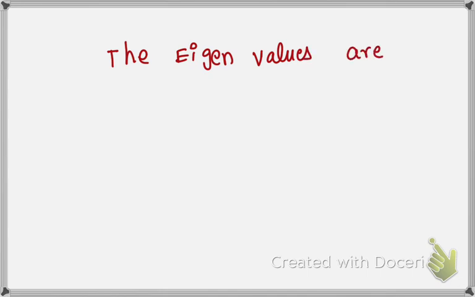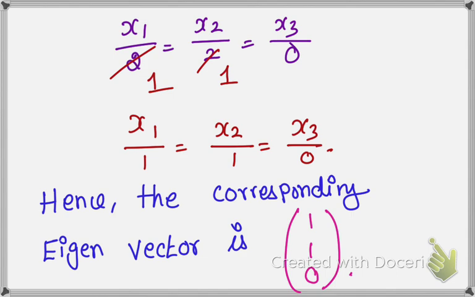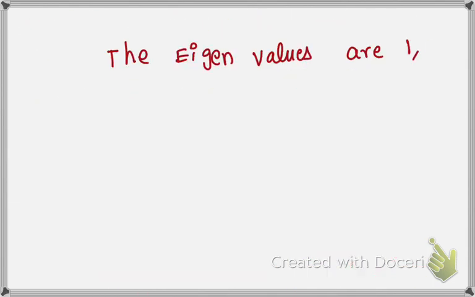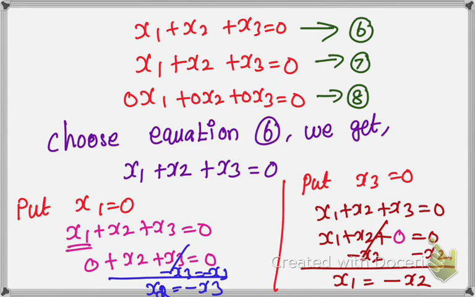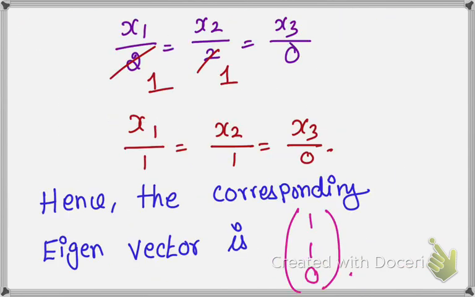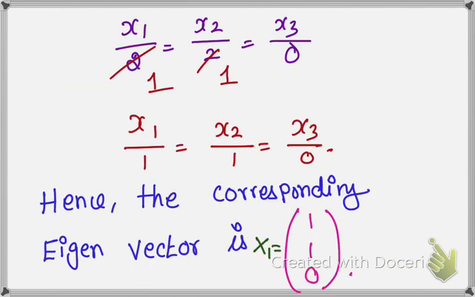So, our eigenvalues are minus 1, 1 and 1, that is, 1, 1, minus 1. The corresponding eigenvectors are three vectors. x1 equal to 1, 1, 0.